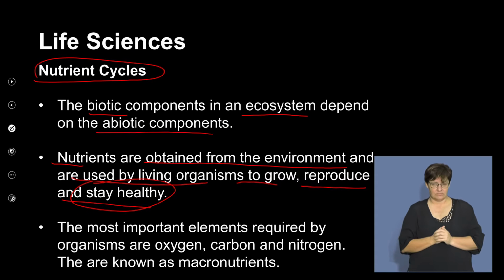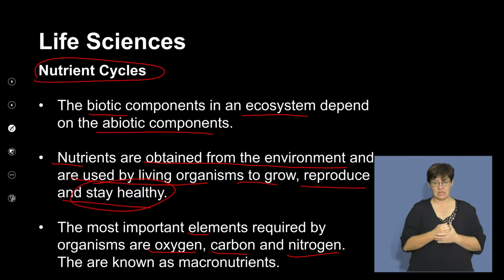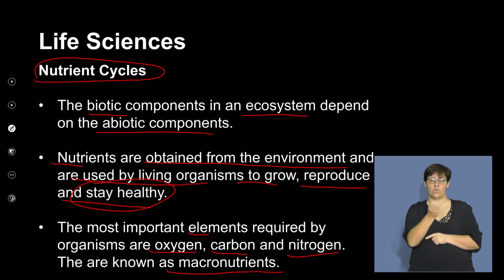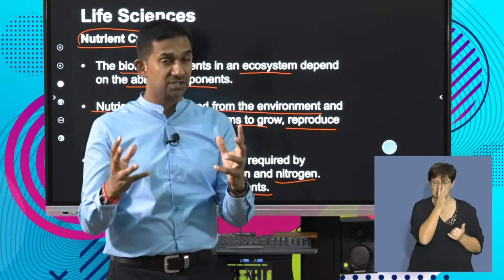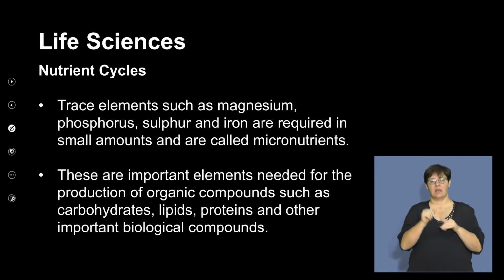The most important elements required by organisms are oxygen, carbon, and nitrogen. And these are known as your macronutrients. Again, macro in the context of being larger quantities. So we need these in large quantities and are important in building important biological compounds.